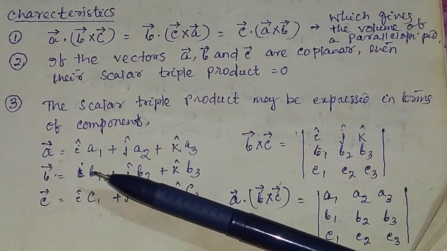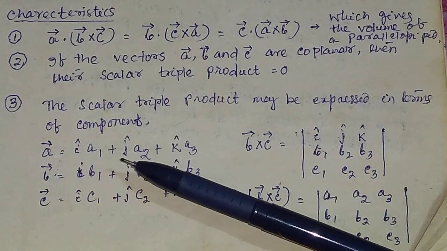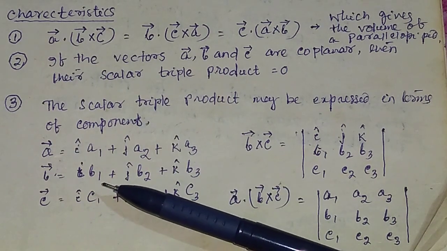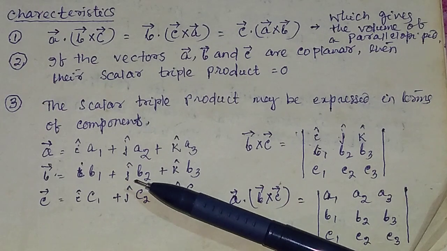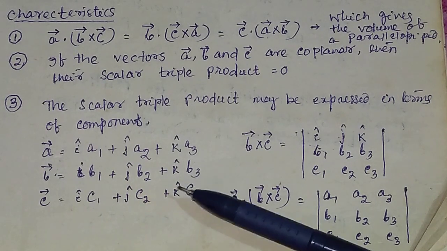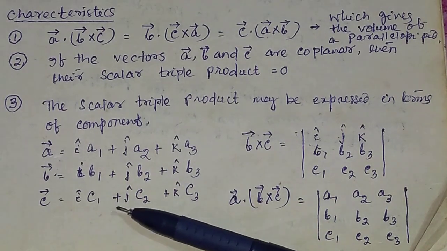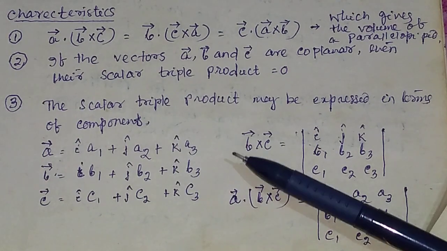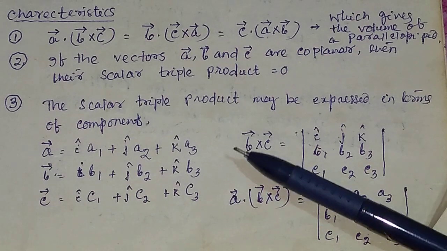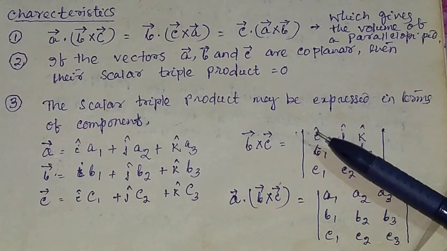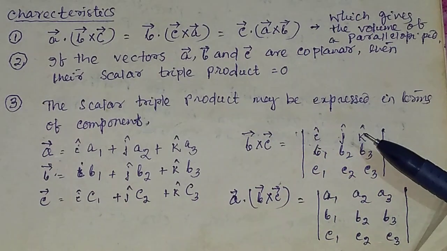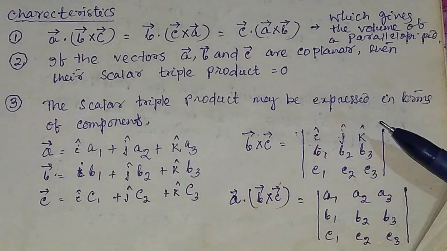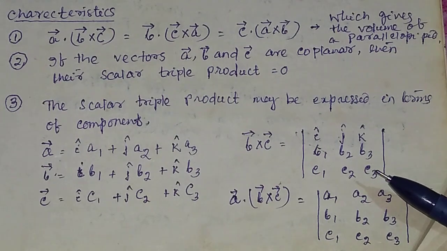Suppose the A vector is given by I cap A1 plus J cap A2 plus K cap A3. B vector is your I cap B1 plus J cap B2 plus K cap B3. C vector is your I cap C1 plus J cap C2 plus K cap C3. Then what will be B cross C? As you know, B cross C is equal to the determinant of I cap, J cap, K cap, B1, B2, B3 and C1, C2, C3. You can represent it in terms of determinant.